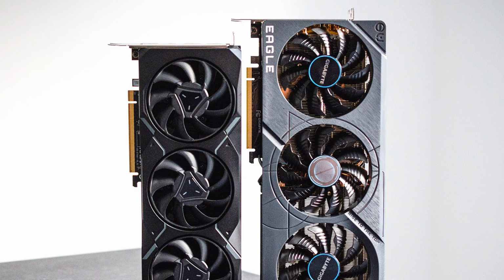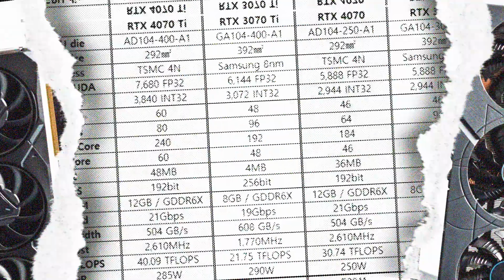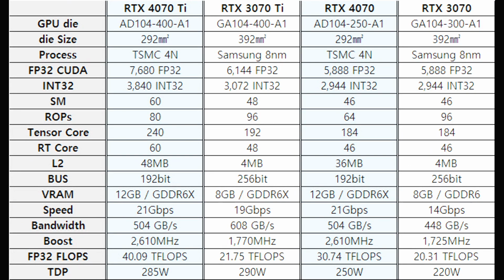Here's a quick look at their specs side by side. The 4070 Ti packs in 7,680 CUDA cores versus the 4070's 5,888 CUDA cores. It also has a slightly higher boost clock speed, and both cards have 12GB of GDDR6X memory, so while they're close in some areas, that extra power on the 4070 Ti can make a noticeable difference.